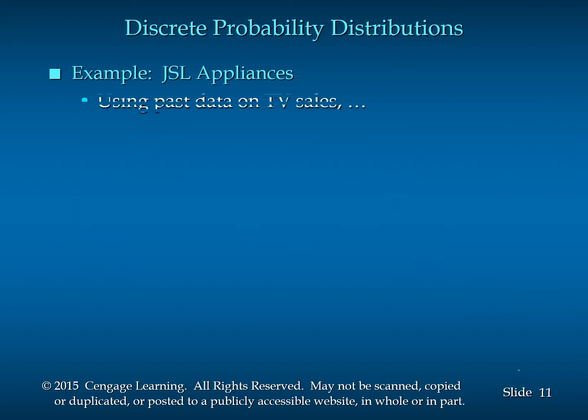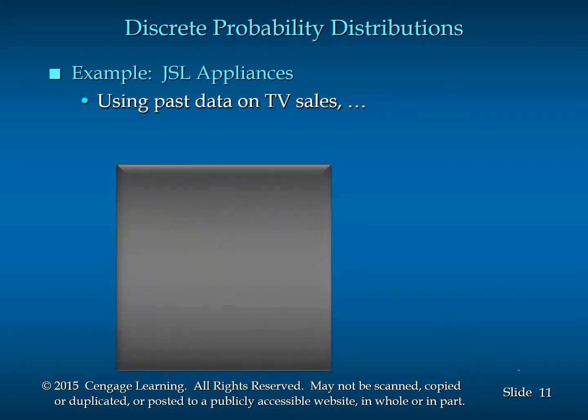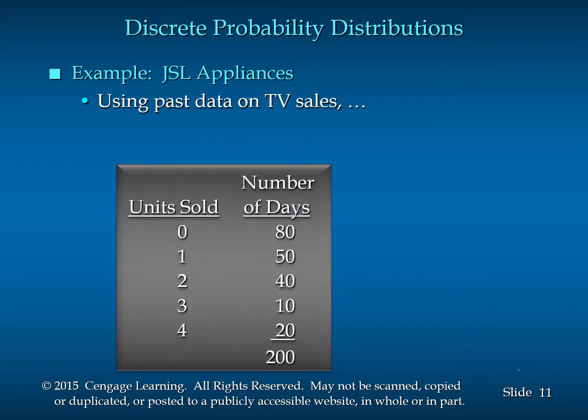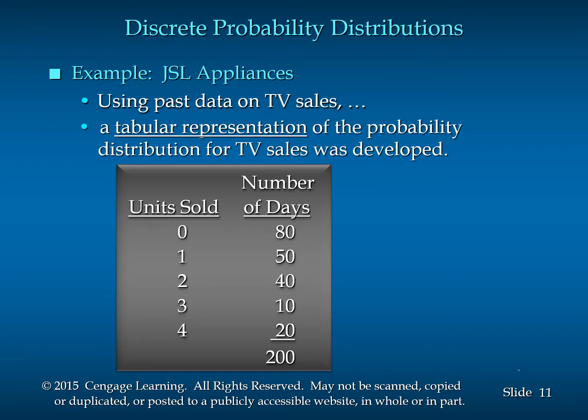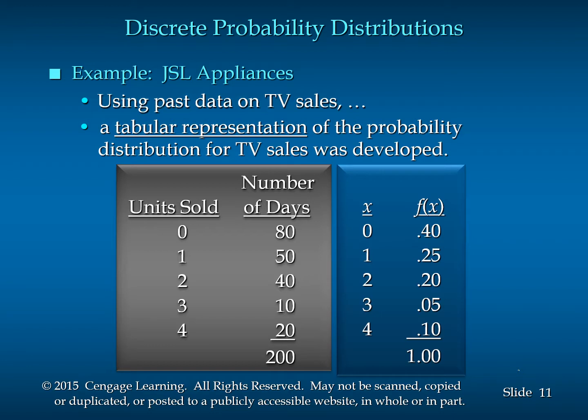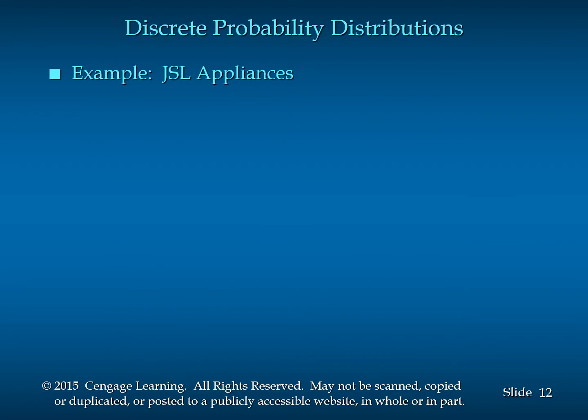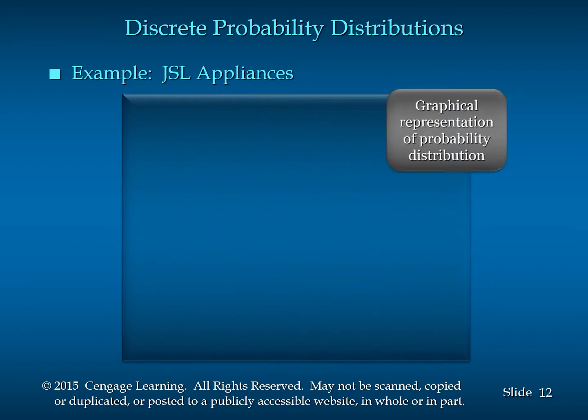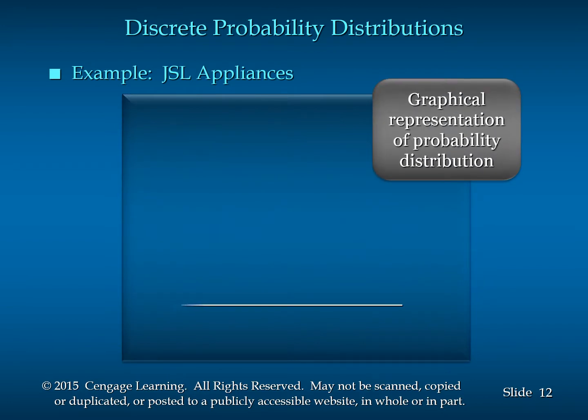Using that example of the appliance store, we can see the frequency distribution out of the 200 days studied over the number of units sold. We will deem the number of units sold as our random variable x. Calculating the relative frequency actually yields the probability, f of x, for each x value. And for this example, discrete distribution, we can represent it with a bar graph, just as we talked about in Chapter 2.